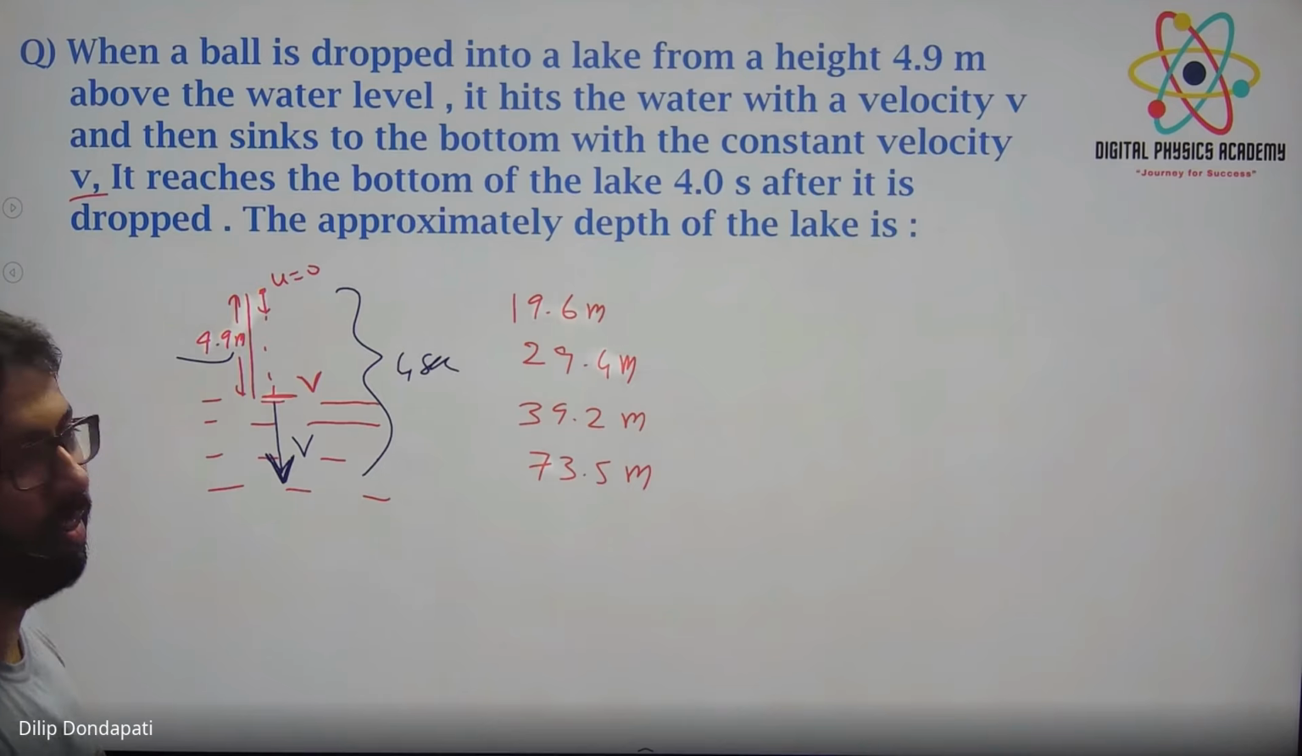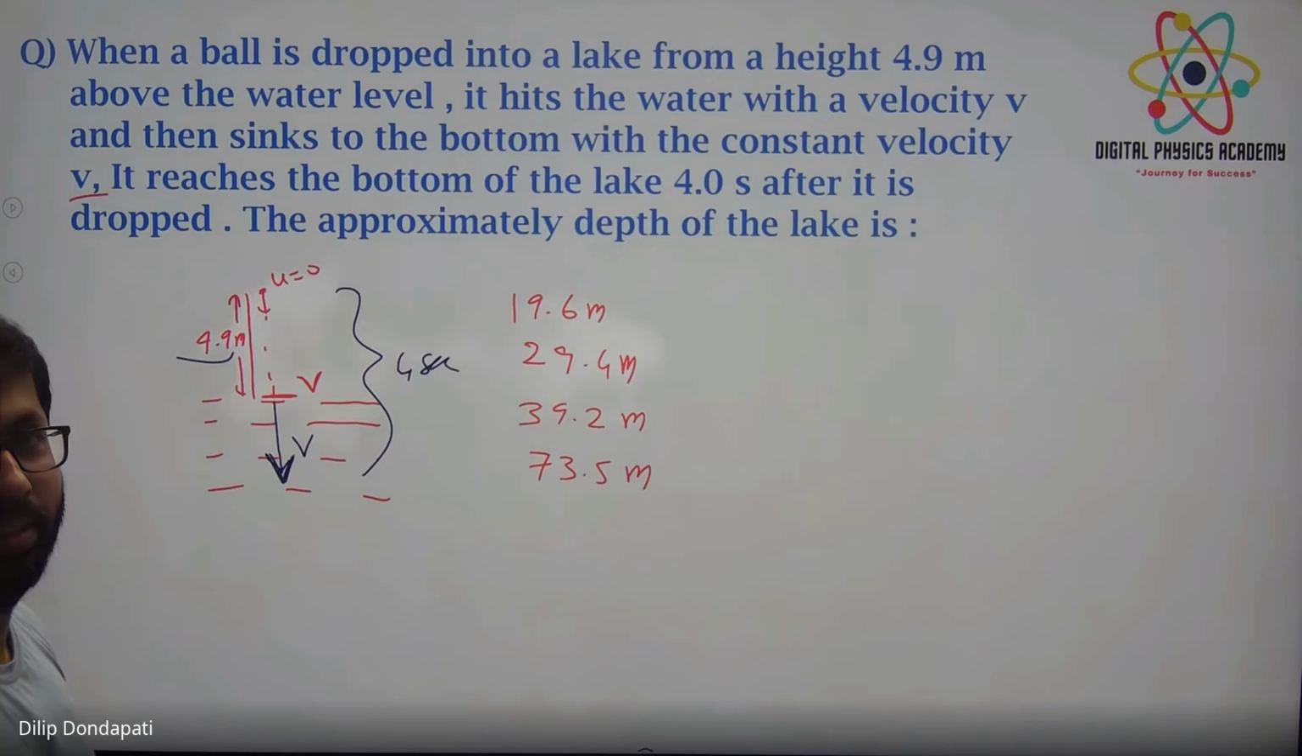How much answer you got? So if I take it as positive, I'm getting 29.4. Okay. But if g is negative, you'll get v square equals minus 96.04. That's what I'm having a doubt about.